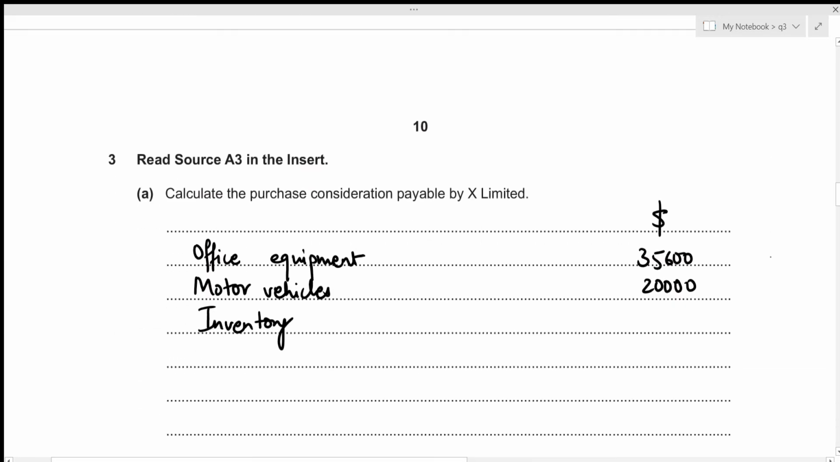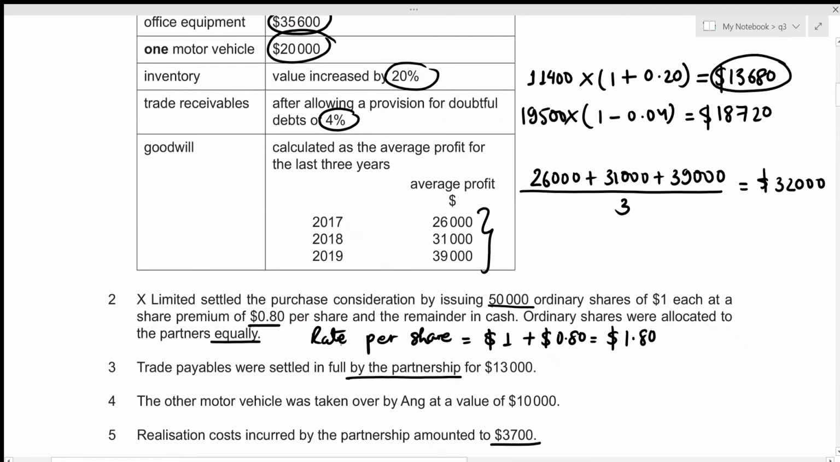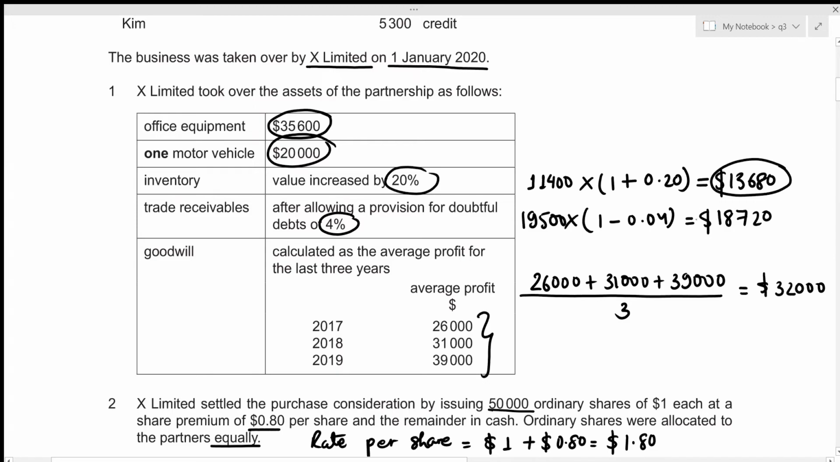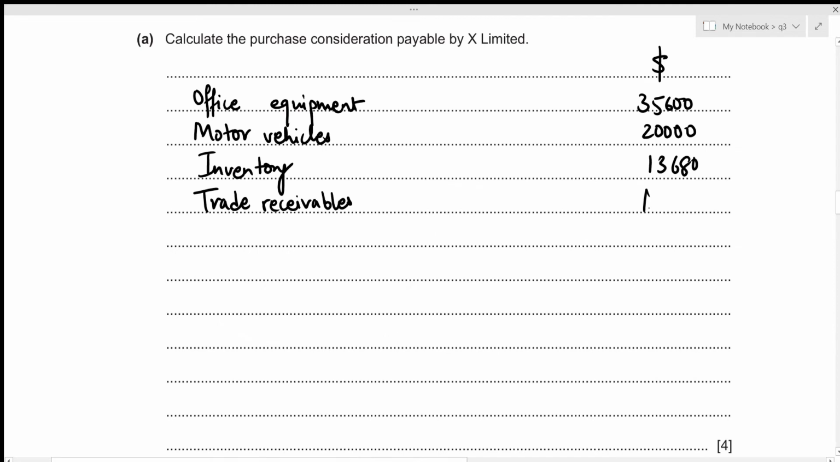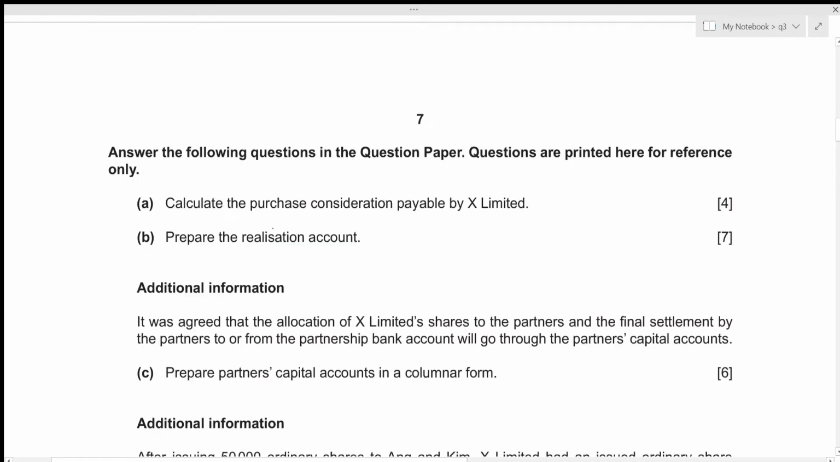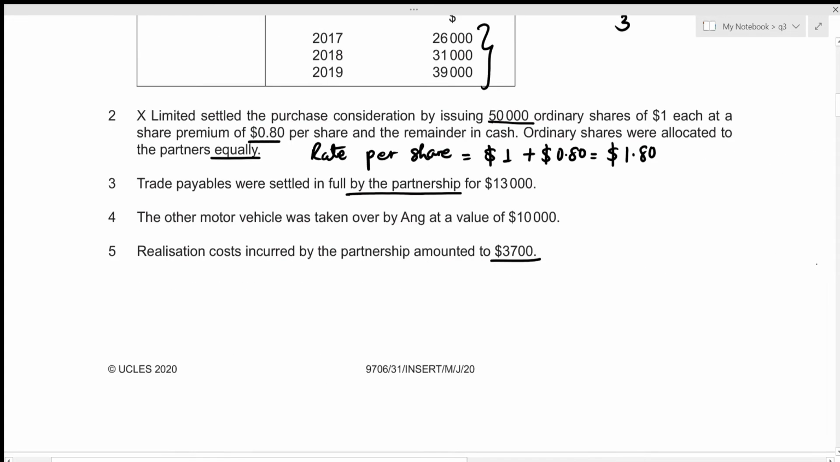That's 13,680. Then we had our trade receivables, and trade receivables were valued at 4% lower than the initial value. And we figured it out to be 18,720. Let's write it down. And finally, we had our goodwill. Let's have a look above. Goodwill was the average of the last 3 years' profit, and we figured it out to be 32,000. Let's substitute this value.